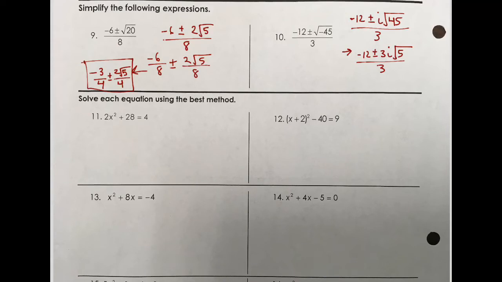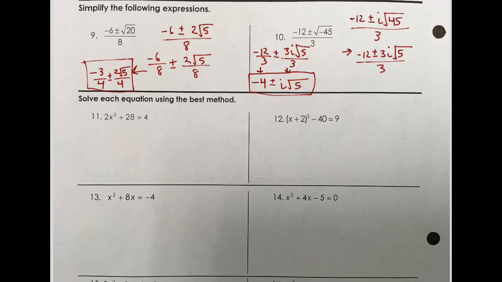And then we split and simplify. So that's a negative 12 over 3 plus or minus a 3i radical 5 over 3. That simplifies to negative 4. And then this simplifies to 3 over 3 is just 1, so that's a 1i radical 5. And there's your answer. All right, so let's look at number 11.